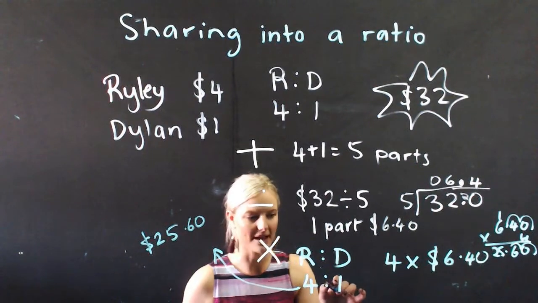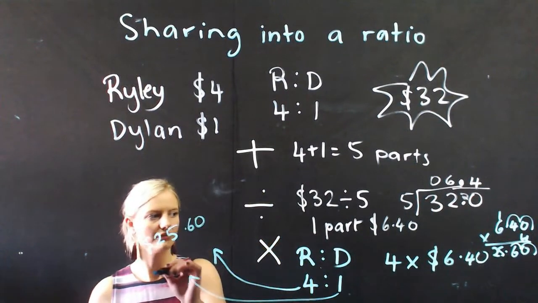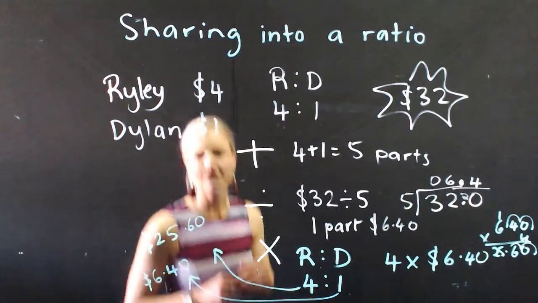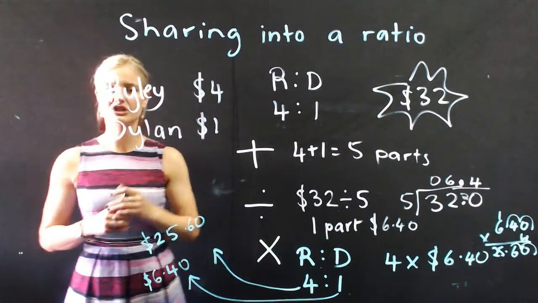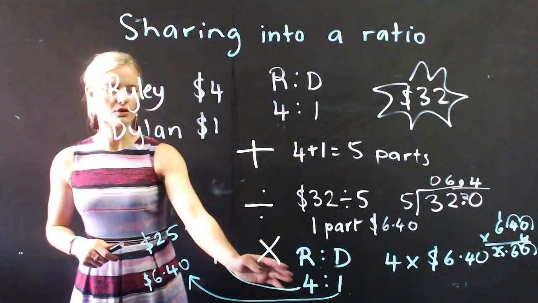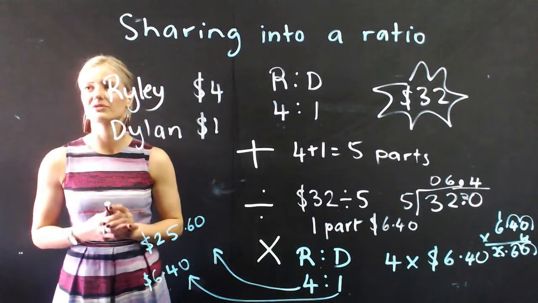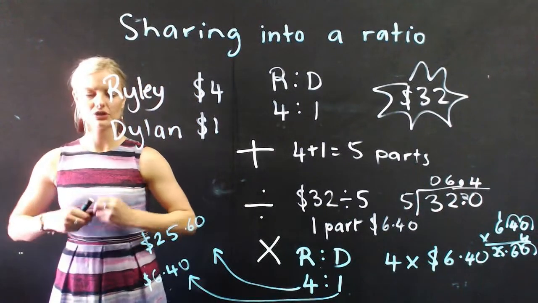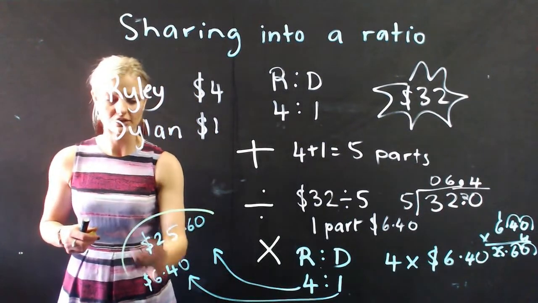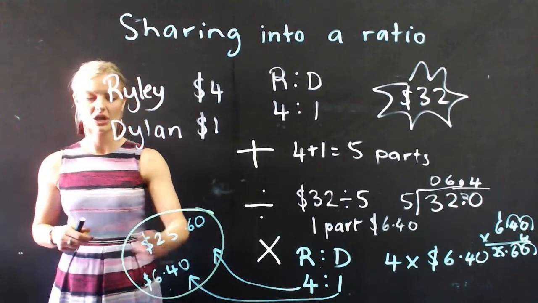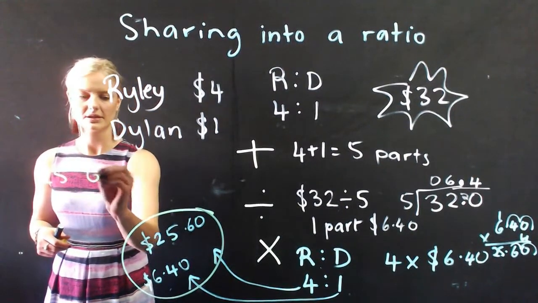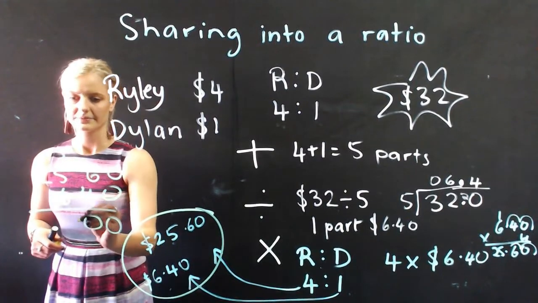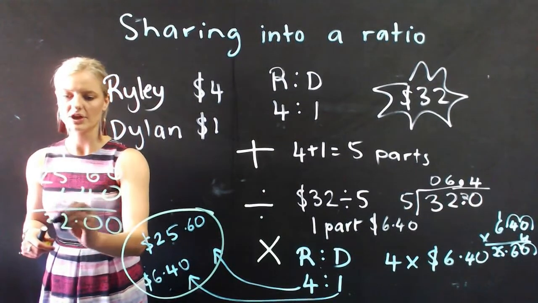He deserves 1 part back. Dylan deserves $6.40 from the winnings. Therefore, if you're dividing $32 into a ratio as 4:1, 4 parts is $25.60, that's what Riley earns. 1 part is $6.40, and that's what Dylan earns. You could double check to make sure that this does actually equal $32 so that you haven't made any errors. $25.60 plus $6.40. Let's check that I haven't made a mistake. $32 all up.